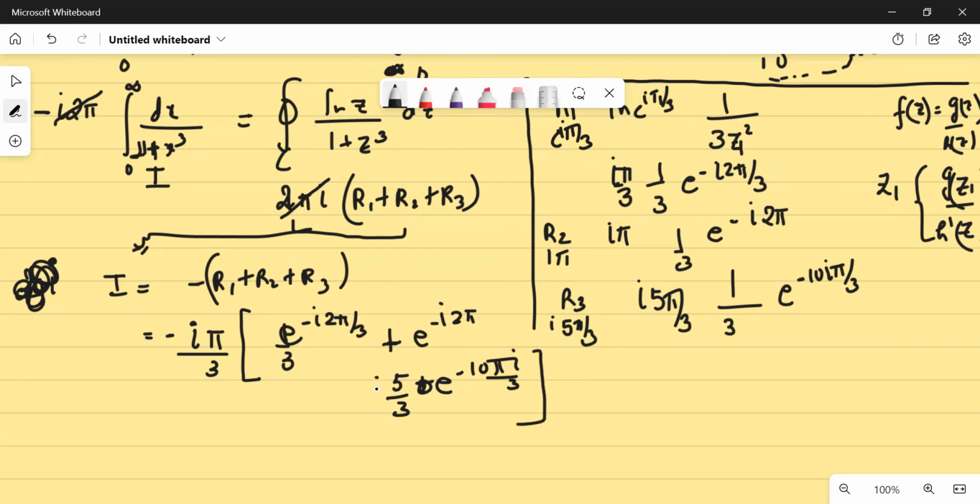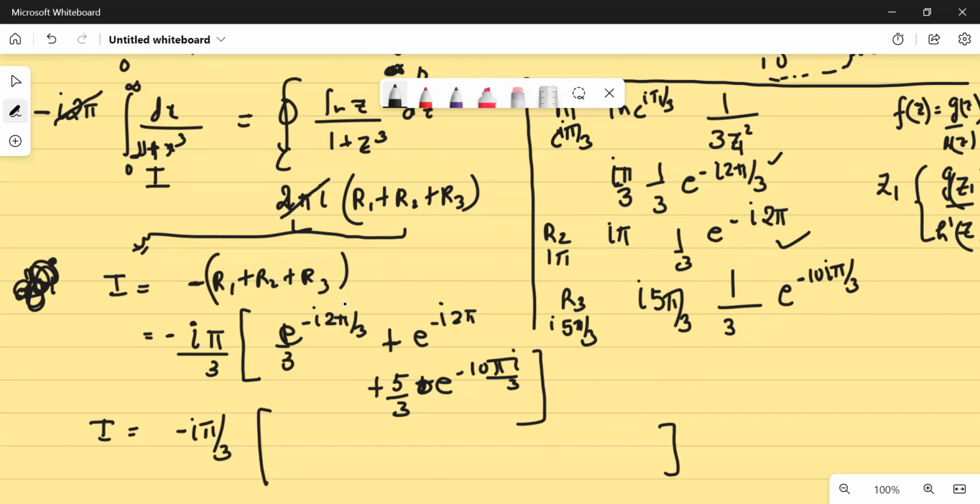Okay. I hope it is clear till now. So what I've taken is iota pi upon 3 common, and negative because here it is a negative. Don't worry about it. So 1 upon 3 e to the power minus iota 2 pi upon 3. Then I have my e to the power minus iota 2 pi, and then I have 5 pi upon 3. This 1 over 3 is common, taken common out. So I don't think there is an issue till now. So this integral which I was interested in finding is equal to minus iota pi upon 3.